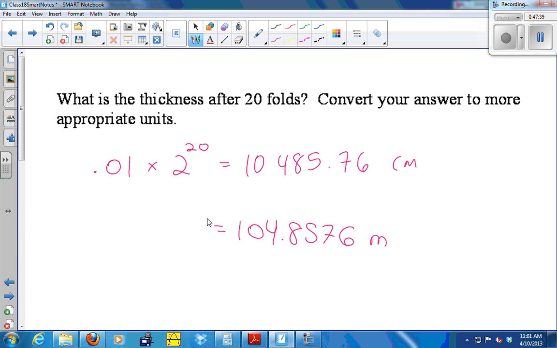About how long is 100 meters? Yeah, 300 feet. It's like a football field. It's like about 100 yards. It's a football field. That's crazy long, right? One single sheet of paper, we just had to fold it in half 20 times. It doesn't seem like a crazy number of times. And now it's the length of a football field.